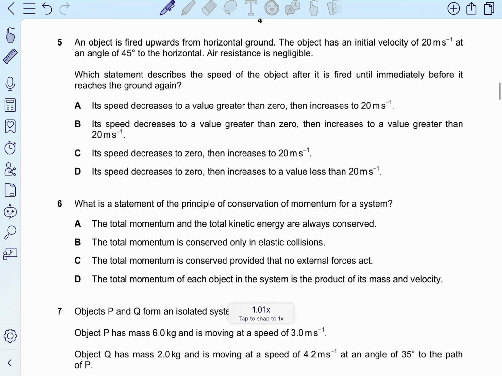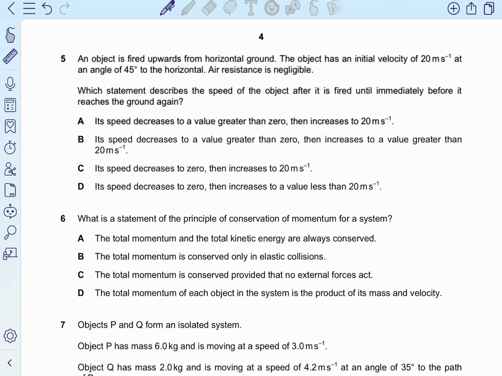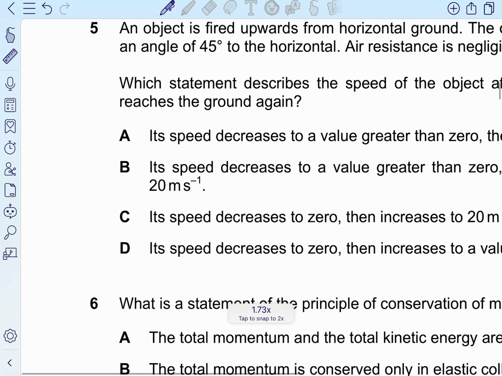Now, question number 5. An object is fired upwards from the horizontal ground. The object has an initial velocity of 20 meters per second at an angle of 45 degrees to the horizontal. The air resistance is negligible. Which statement describes the speed of the object after it is fired until immediately before it reaches the ground again? So basically, you're firing an object upwards from the horizontal ground. The initial velocity is 20 and the angle is 45. So for example, it would be somewhat like this.